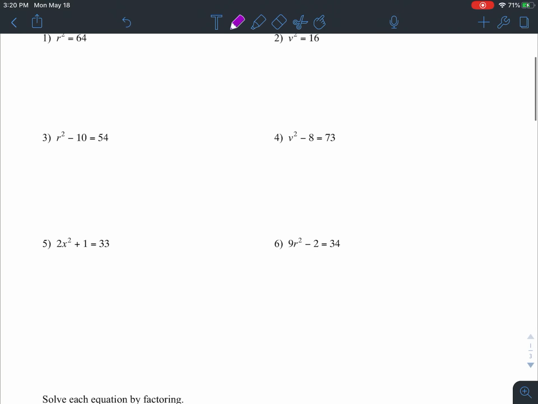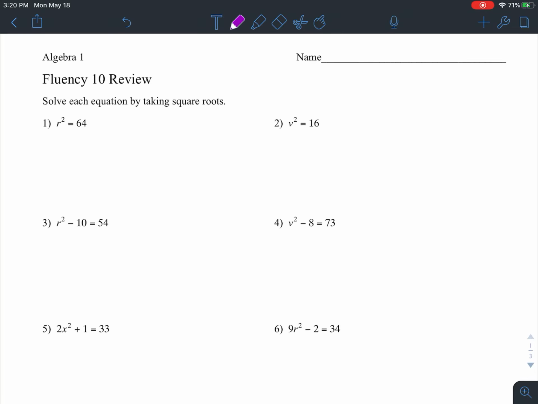The first 6 problems here, 1 through 6, you're solving each equation by taking the square root. So you're solving for the variable. Now, you'll notice each variable in all of these problems is squared. It's an r squared or x squared or v squared or whatever it is, has a little 2. So remember, that's different when you get that all by itself. In order to get rid of a squared number, you have to take the square root. So I'll show you what I mean here.